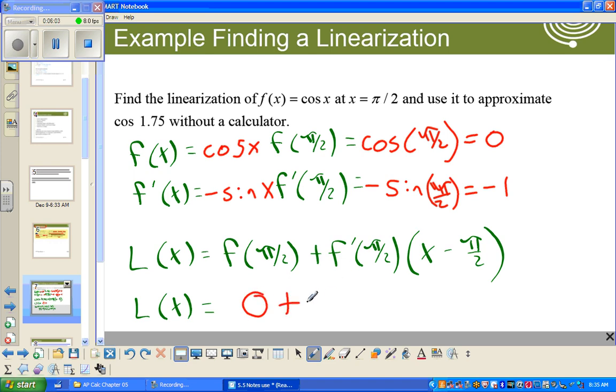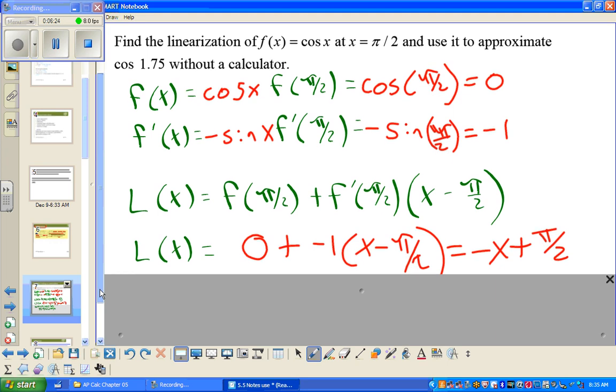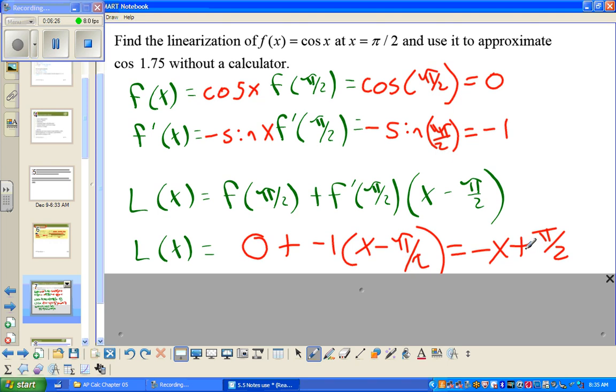The derivative at pi over 2 was negative 1. And then we have x minus pi over 2, which equals negative x plus pi over 2. So we've got that going. So that is a linearization of f of x at pi over 2.